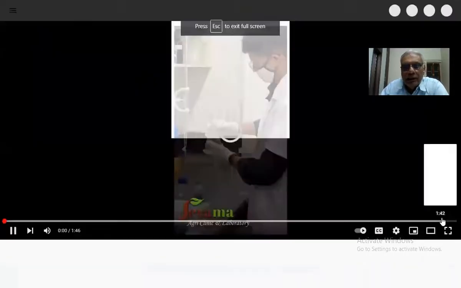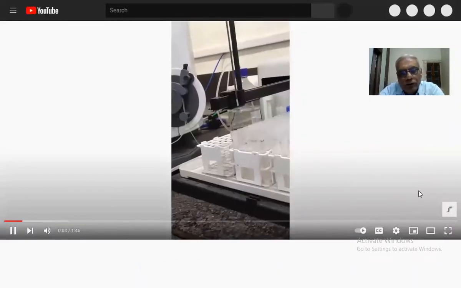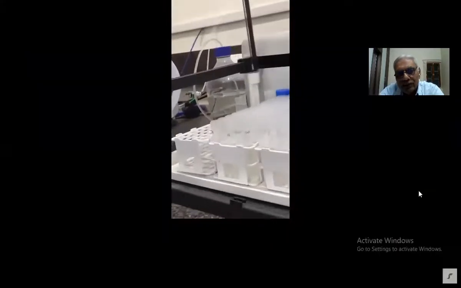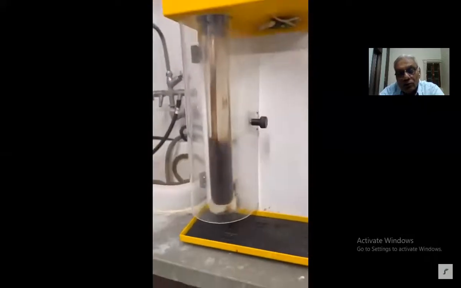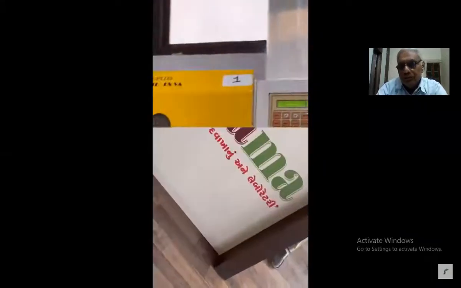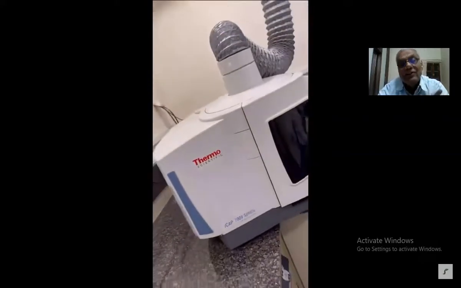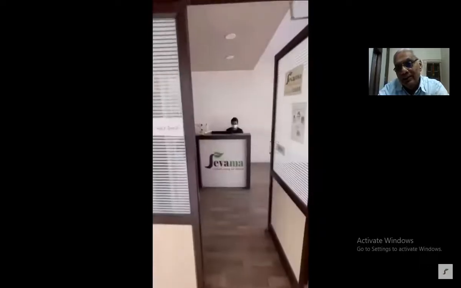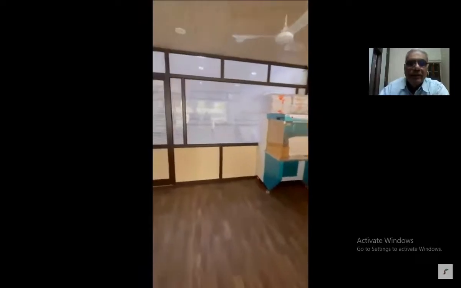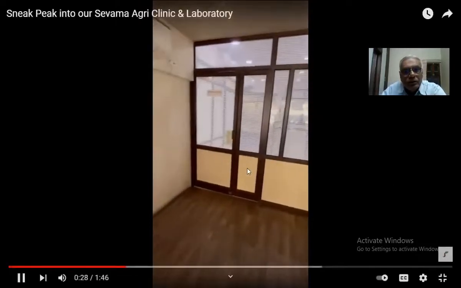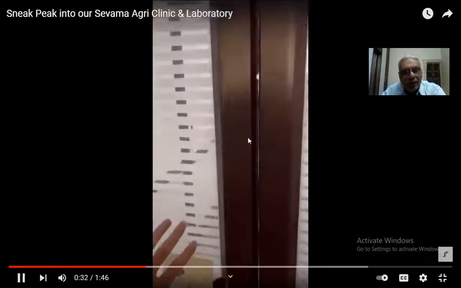This is an ICP-OES scientific instrument, which is used for carrying out the soil analysis. The cost of this instrument is about rupees 1 crore. For each sample, only 90 seconds are required, and 30 seconds for washing. So you can see here our laboratory, SEVAMA Agri-Clinic and Laboratory.